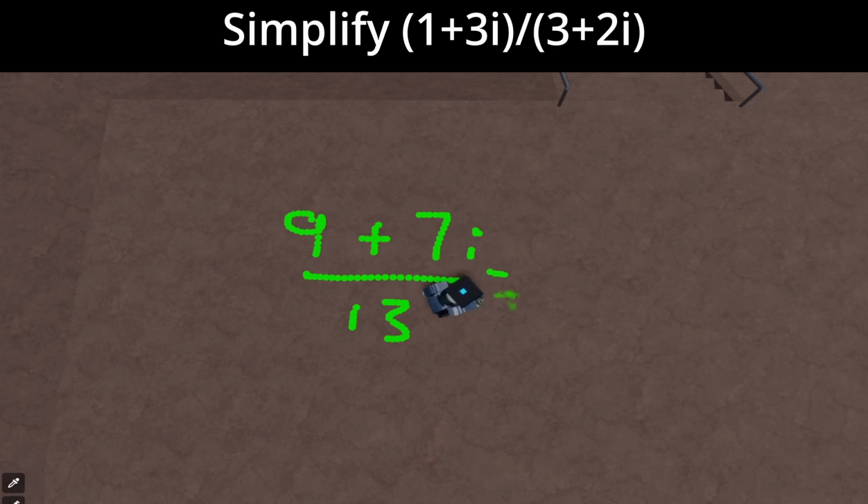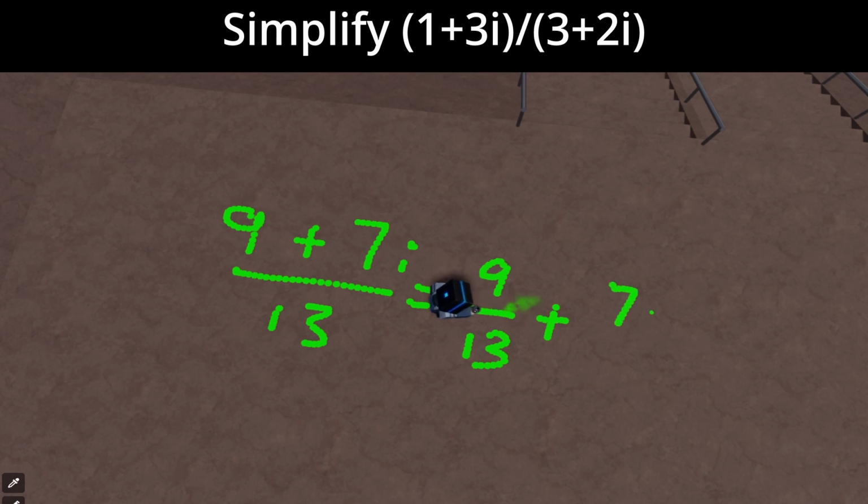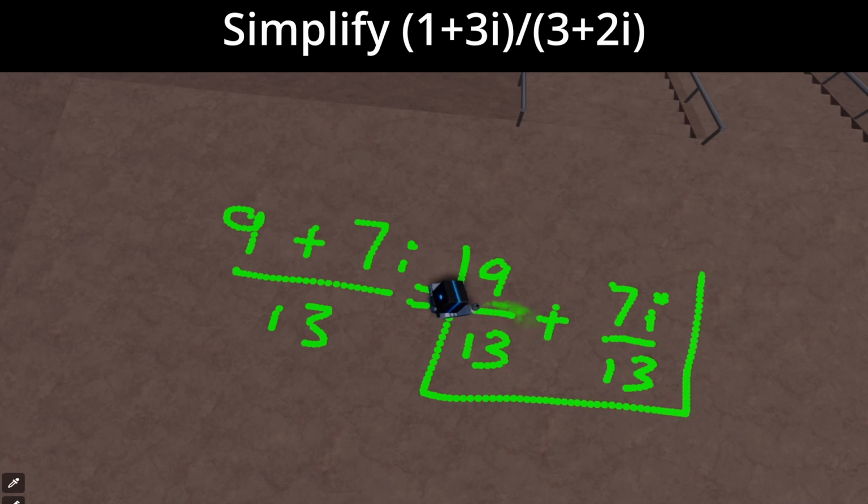And I can break this down into 9 divided by 13 plus 7i divided by 13. And just like that, we've managed to divide complex numbers.